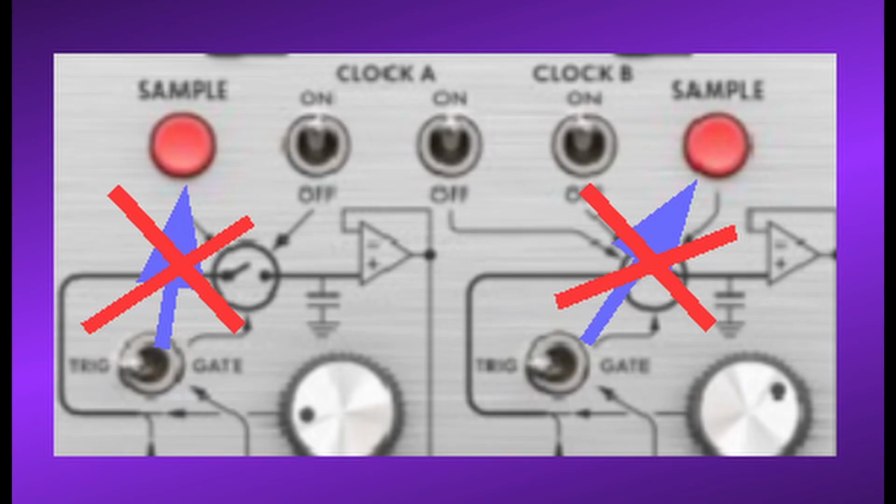The red manual button is, just like the internal clock, not impressed at all by the position of the trigger gate switch. It always delivers only short triggers.